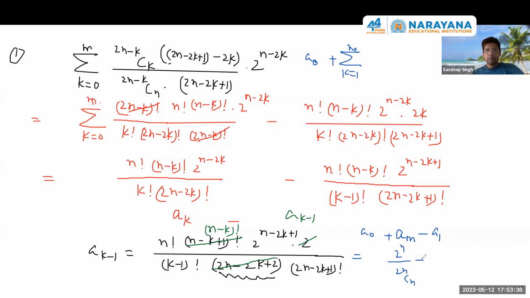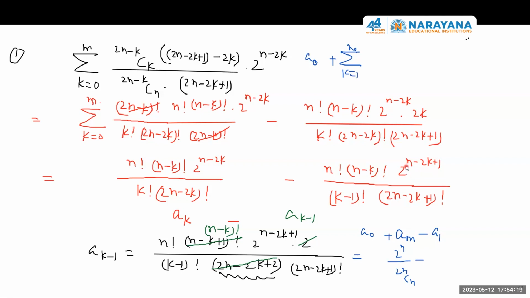Let me rub this. So I simply write a naught as 2 power n. Right? And minus a1, I want to write first before am. A1 is going to be how much? That you can start putting from here. So if you put k equal to 1, you are getting the point? So k equal to 1. All other terms are going to be cancelled. So what is a1? That is going to remain. Correspondingly, if you put the value here as 1, what is that value? So n factorial into n factorial.